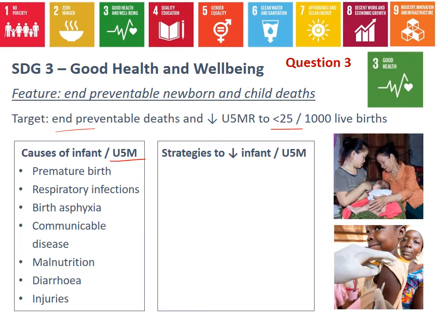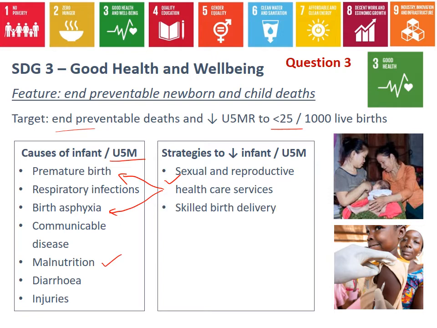The strategies to decrease these child and infant deaths. Again, sexual and reproductive healthcare services. If women are controlling when they have children, their bodies are ready for it, they're less likely to have premature births. There's less likely to be complications during the labour. Also, it means that women have control over how many children they have. That's a huge one for things like malnutrition, having the children you can afford. Skilled birth delivery. Again, that stops things like this. So these kind of things protect both the mother and the baby.